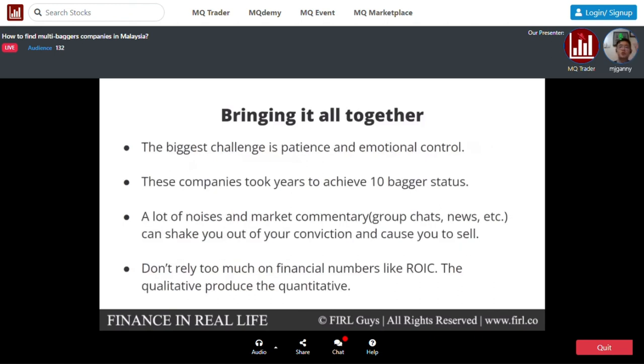Huge issue with patience and emotional control. I would say this is the biggest challenge. These companies took 10 years. You know, Yinsen took 3, but most companies didn't take 3. Most companies took more. And so patience is very, very important, right?